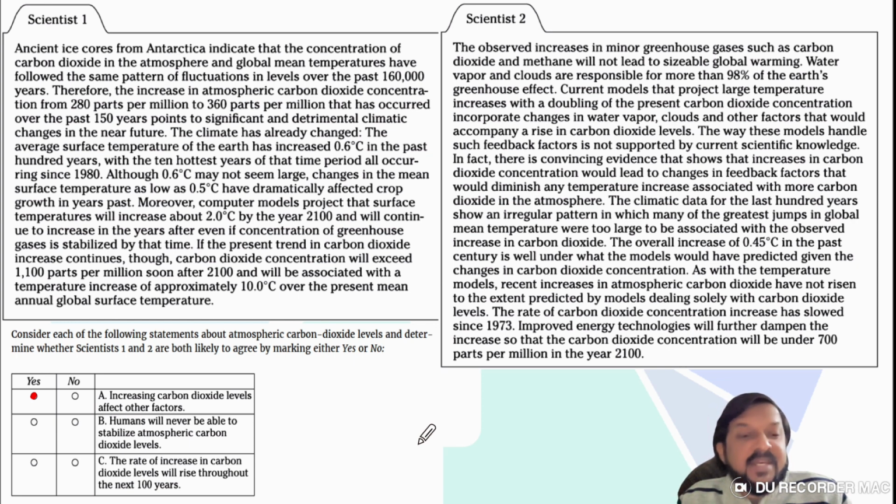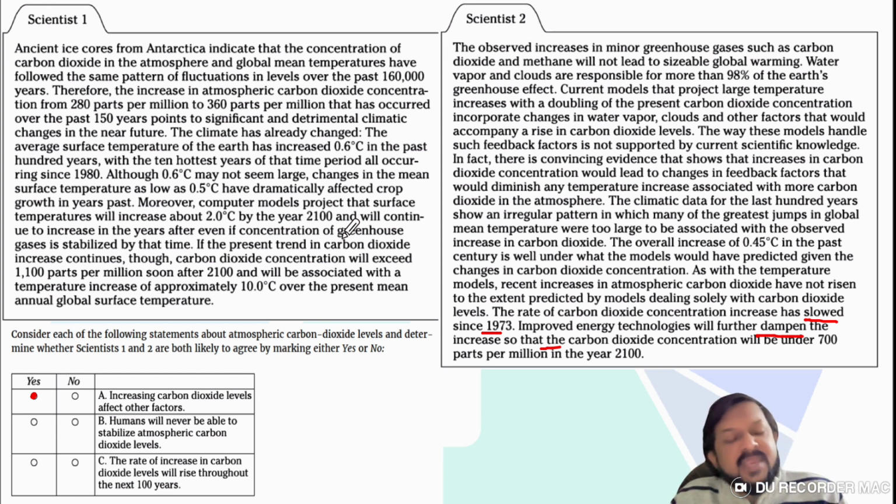Now let's look at the second statement. It says humans will never be able to stabilize atmospheric carbon dioxide levels. Very clearly the second scientist does not agree. If you have read it carefully, he actually says that the increase has slowed down since 1973 and improved technologies will further dampen the increase. So he is already saying that humans will be able to control it. Therefore he definitely does not agree that humans will never be able to control it. And therefore scientist one really does not matter, because scientist two definitely does not agree to this statement.